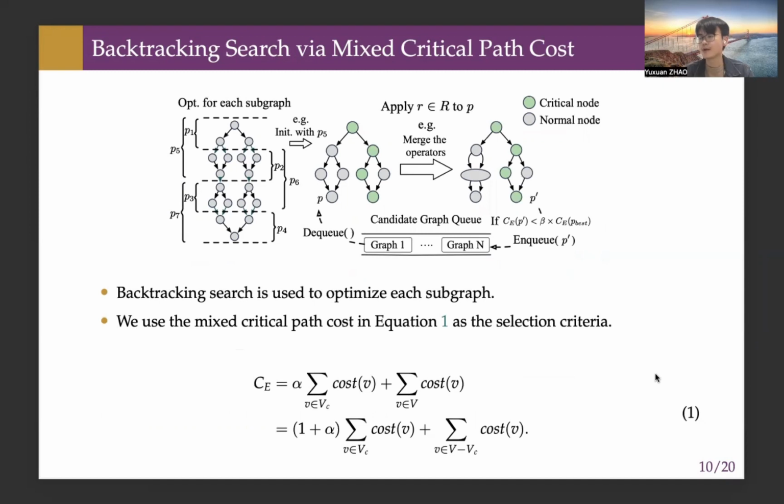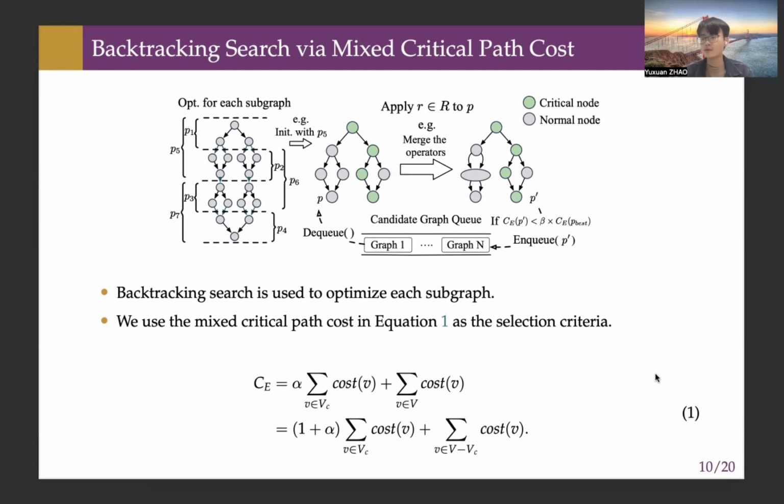Exhaustively enumerating all the possible results is of low efficiency. We propose the mixed critical path cost in equation 1 as the selection criterion. The VC is the set of nodes on the critical paths. And the critical path is the longest path in terms of cost sum, which can be extracted efficiently via topological sort.